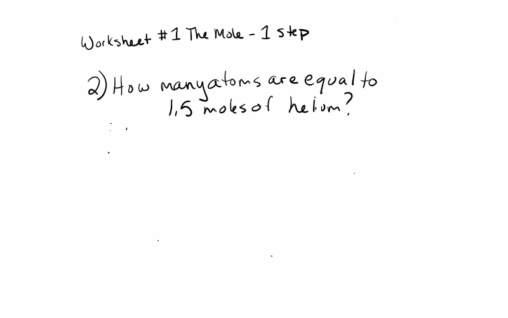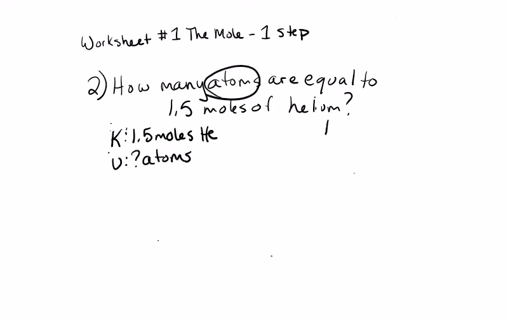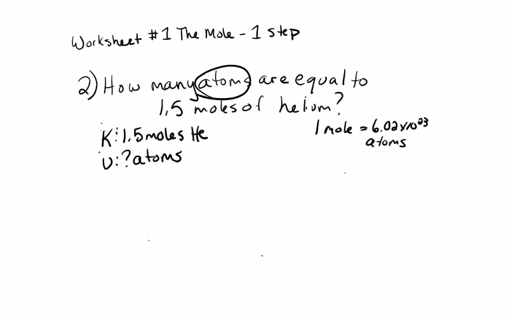So for problem number 2 on this worksheet, it's going to be kind of the opposite of what we just did. So how many atoms are equal to 1.5 moles of helium? Thank you. So the known and the unknown here. Your known this time is going to be the number of moles, 1.5, but thank you. The unknown now is going to be how many atoms do we have? Okay, we're going to keep the same conversion factors here, that 1 mole of anything is equal to 6.02 times 10 to the 23rd atoms, molecules, or formula units.